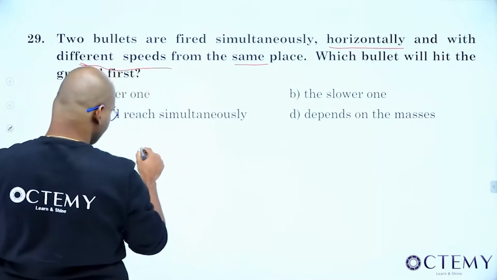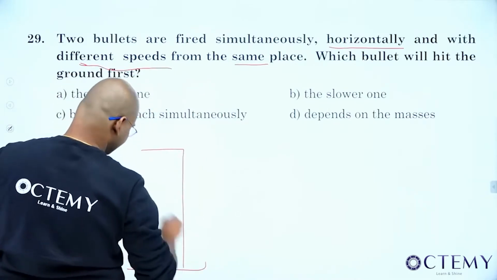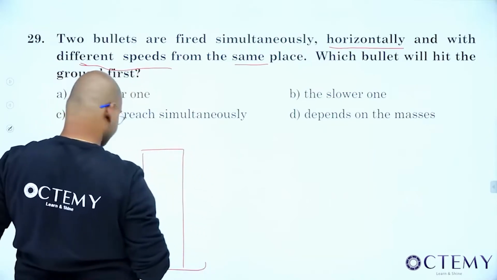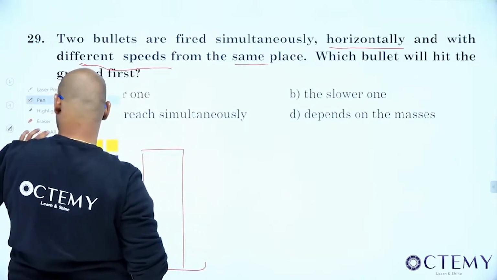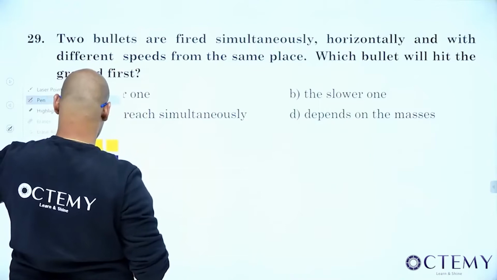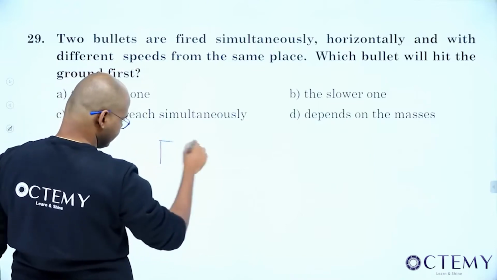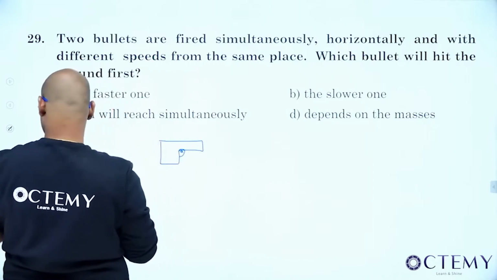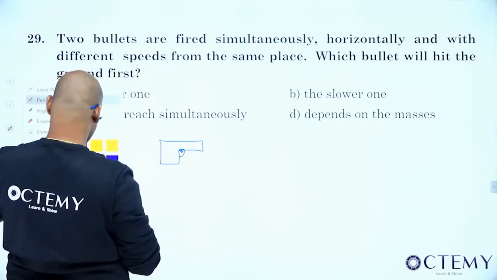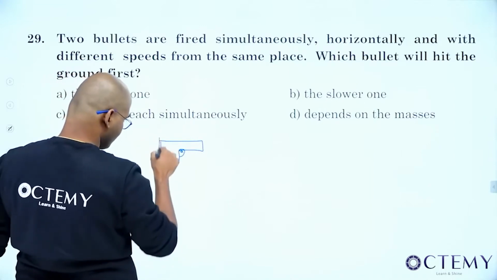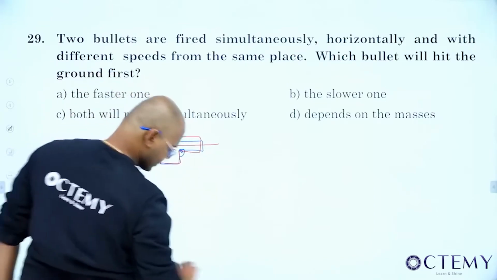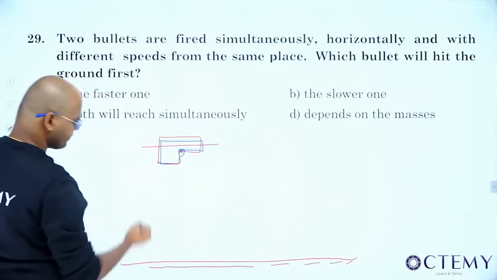See, what is that he told? Let us say I have two guns at the same position. Two guns are there at the same position, same height. Okay, this is the ground, both are at the same height.